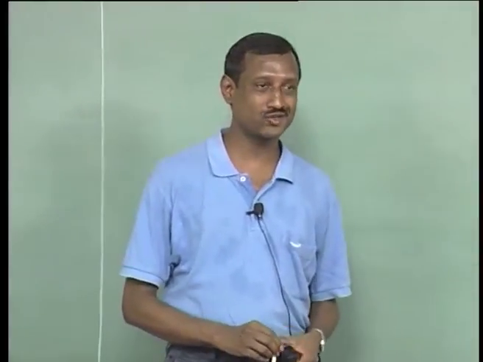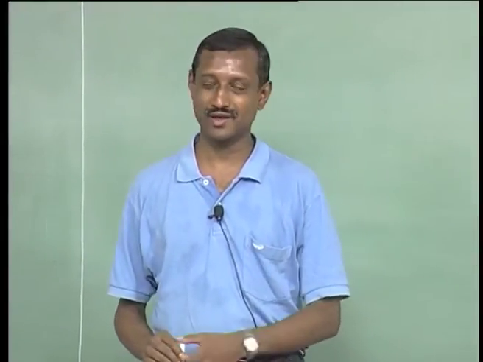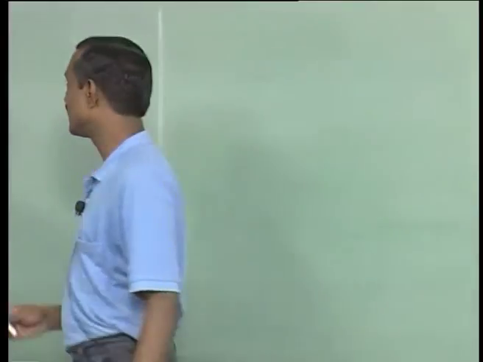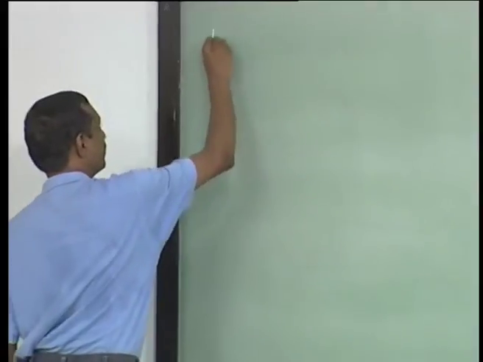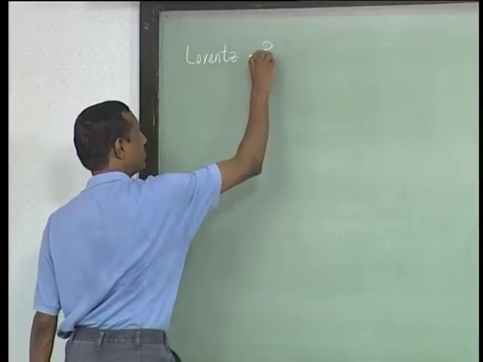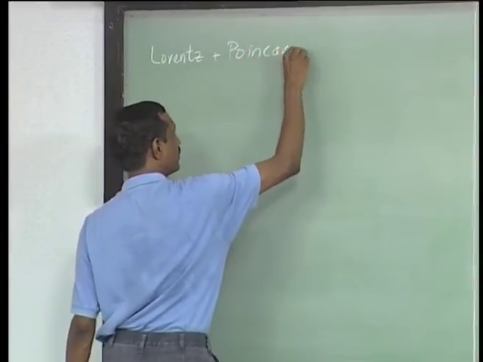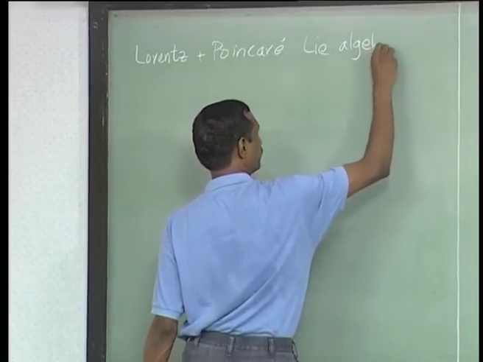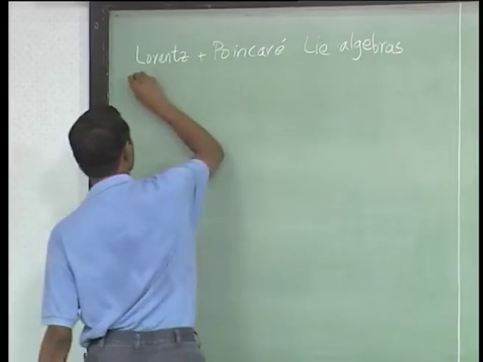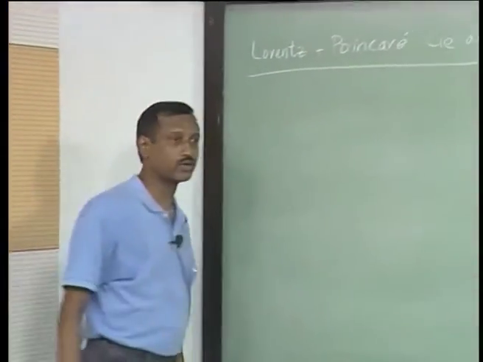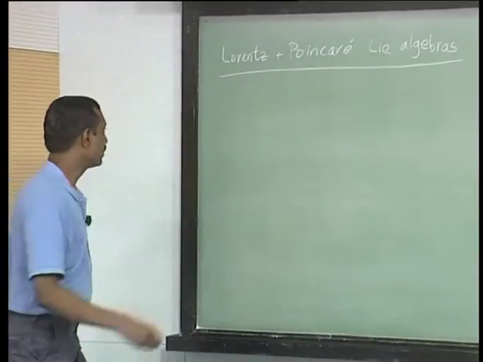The idea of Lie algebras, you have played around with it enough in your assignments. I guess you have done all that. So what I am going to do today is to actually discuss the Lorentz and the Poincare Lie algebras, some aspects which are actually relevant to field theory, both classical and quantum.